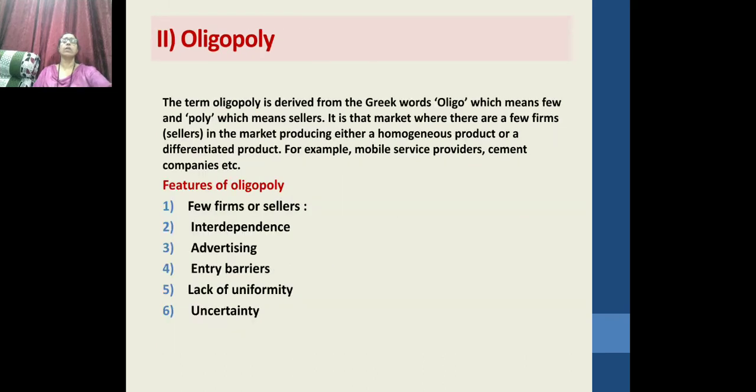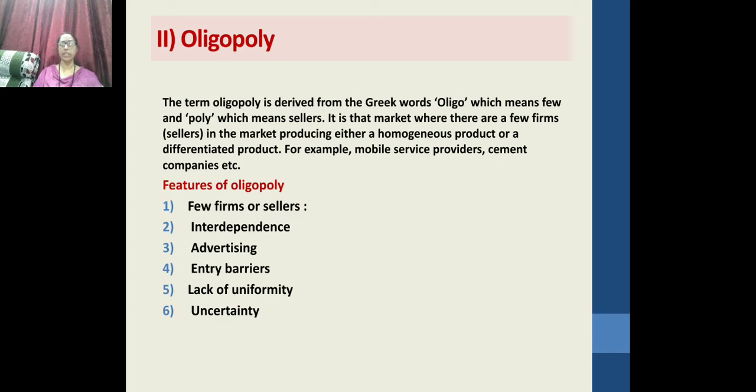Next comes oligopoly. The term oligopoly is derived from the Greek word oligo, which means few, and poly means seller. It is thus the market where there are a few firms, if not sellers, in the market, producing either a homogeneous product or a differentiated product. For example, mobile service providers, cement companies, etc.